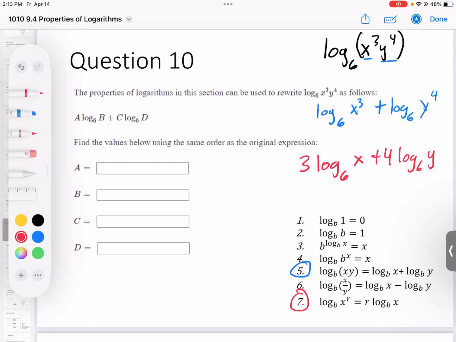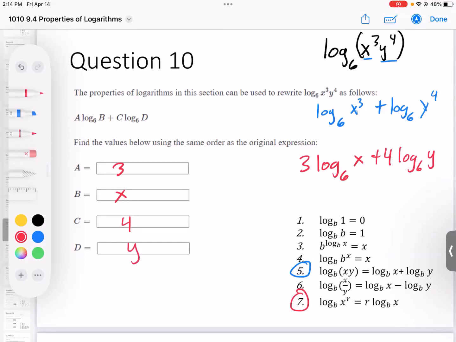And so now I just look and see what numbers I have in these spots for A, B, C, and D. They're basically just making it so that you can answer the problem because it's kind of hard to describe how they want you to write it. So they're just asking you to fill in the gaps. The number in the spot for A is 3. The thing in the spot of B is x. The thing in the spot of C is 4. And the thing in the spot for D is y.